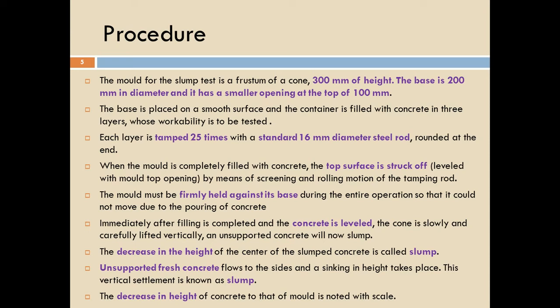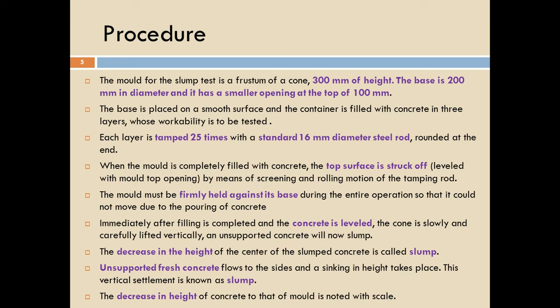Each layer is tamped 25 times with the standard 16 mm diameter rod with the rounded end, not with the flat end. Once it is completely filled, the top surface is leveled by means of a trowel or any other device available. The mold is firmly fixed at the base. Once the top surface is completely filled, the cone is lifted vertically. The concrete should not be disturbed, it should settle as it is.